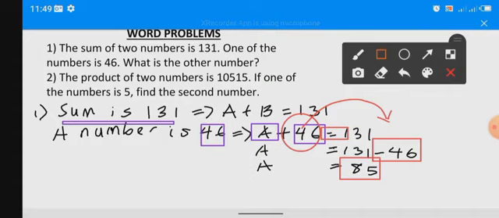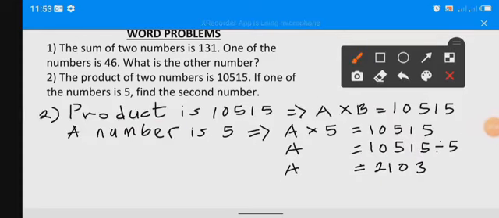Okay, that's it. All right, now let's proceed to the second question. Moving to the second question, which says the product of two numbers is 10,515.